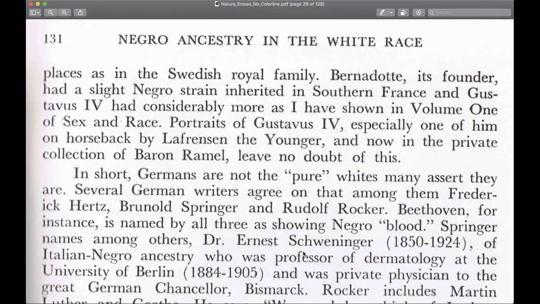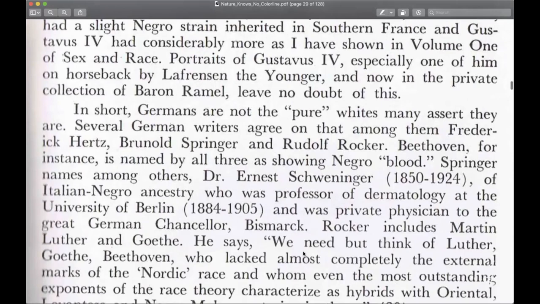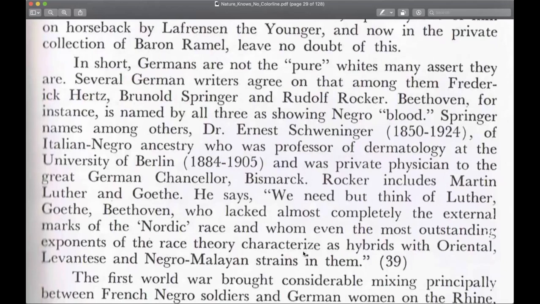In short, Germans are not the pure white many assert they are. Several German writers agree on that, among them Frederick Hertz, Brunel Springer, and Rudolf Rocker. Beethoven, for instance, is named by all three as showing Negro blood. Springer names, among others, Dr. Ernest Schwerin-Ninger of Italian Negro ancestry, who was professor of dermatology at the University of Berlin and private physician to the great German Chancellor Bismarck. Rocker includes Martin Luther and Goethe. All these people, swarthy, so-called Negro people, people of color.